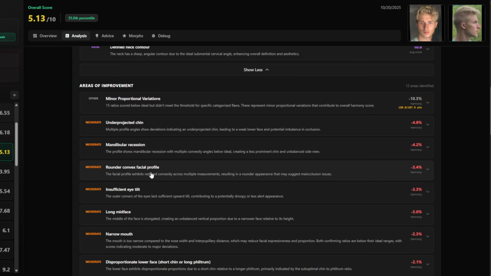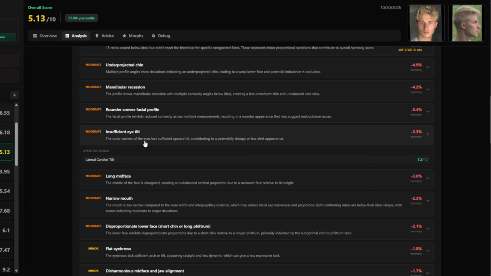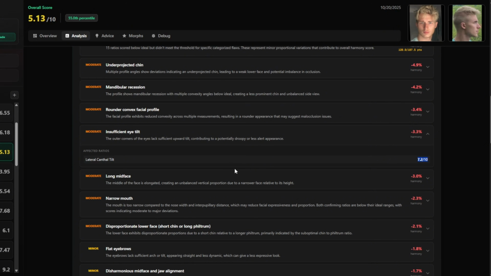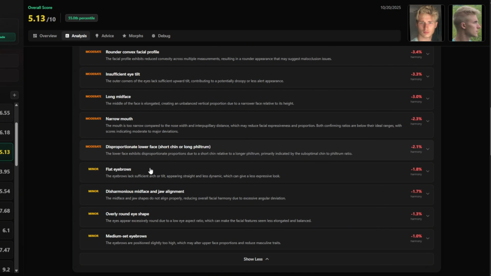Mandibular recession, so he doesn't have any severe flaws, in other words, which is really good. Rounder convex facial profile, he seems to have a lower facial convexity. Nothing crazy though. Insufficient eye tilt, his eyes could be a little bit more upturned, but again, it's not a huge deduction here. Long mid-face, narrow mouth, and we'll see all of these assessments as we get into the actual visuals and see how accurate or representative of these actual flaws they are, which they're very accurate.